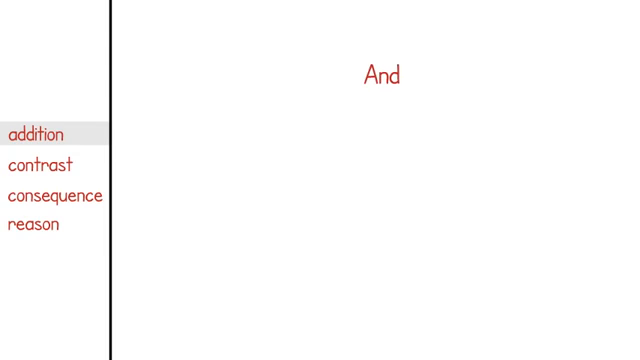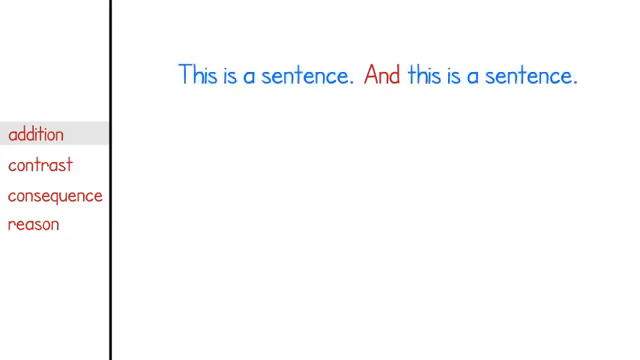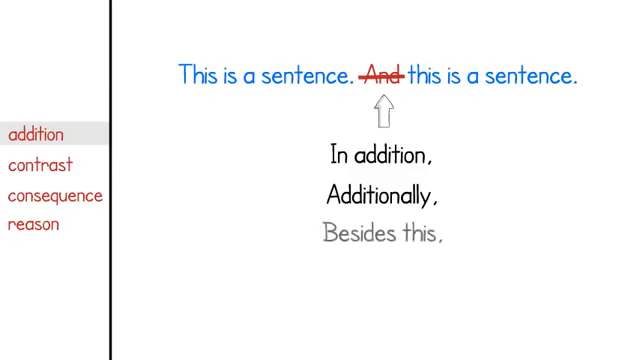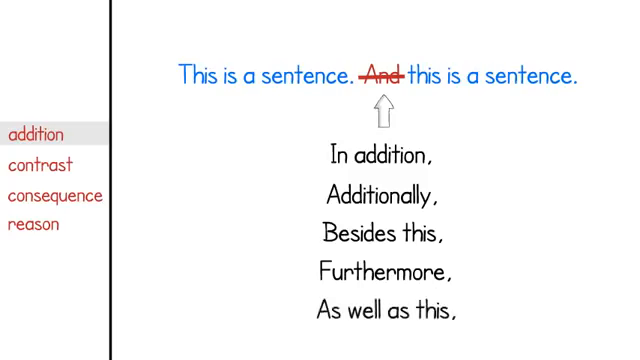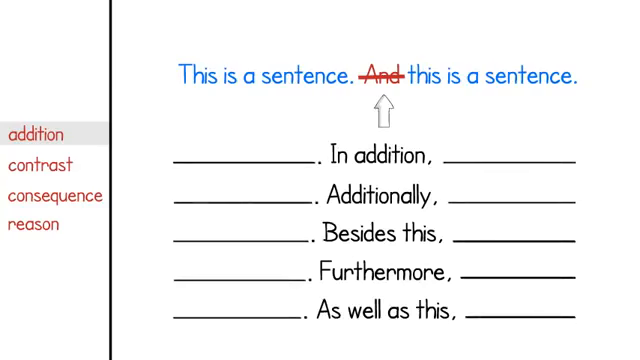It is important to note that in academic writing we don't usually start a sentence with and. Better alternatives at the beginning of a sentence are in addition, additionally, besides this, furthermore, or as well as this. These words usually go at the beginning of the second sentence, followed by a comma, like this.